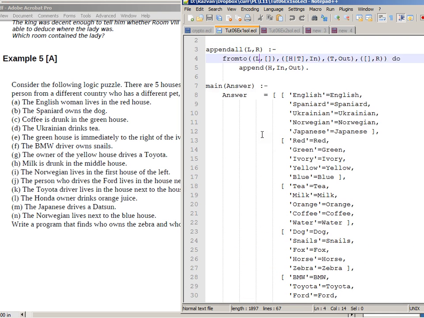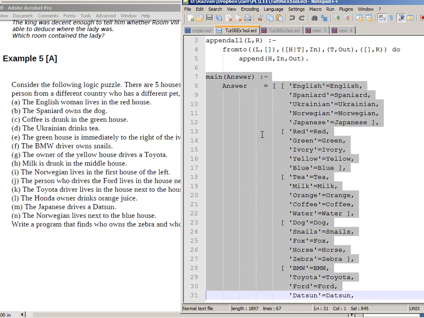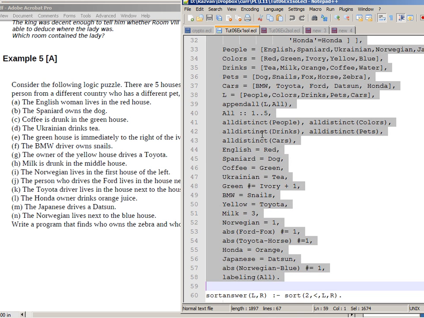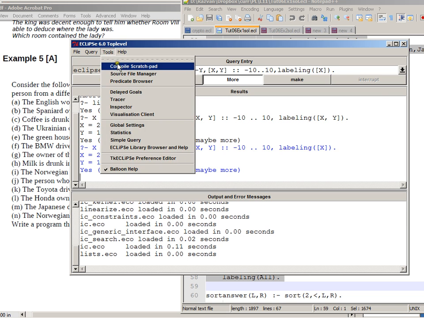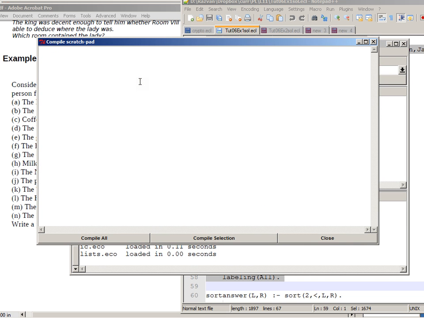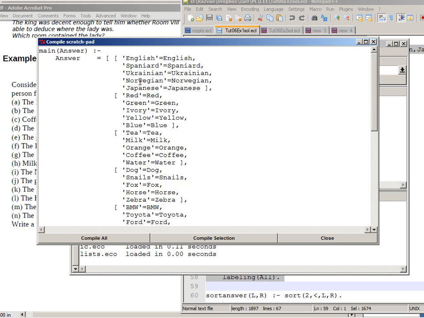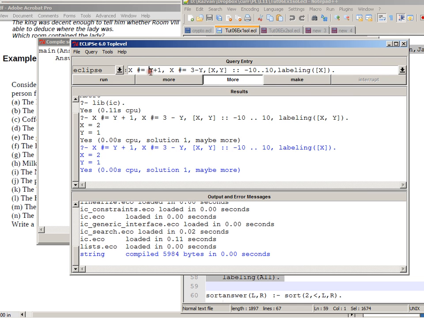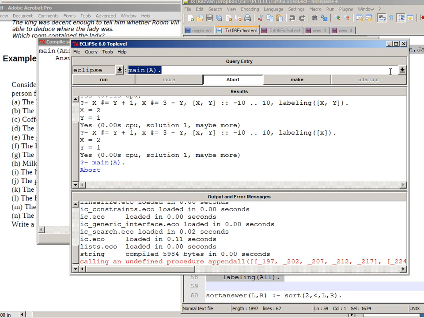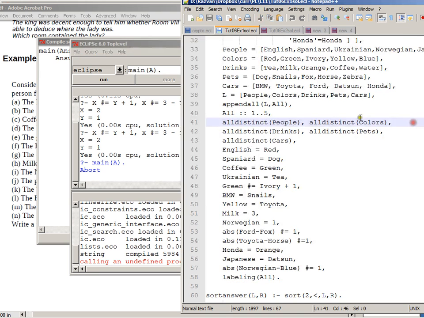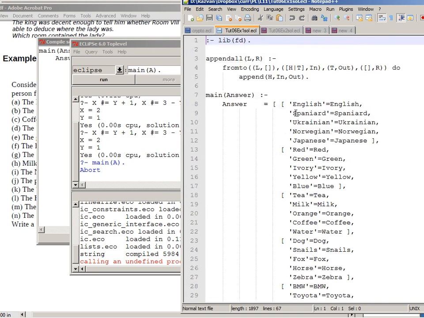I'm going to cut and paste it in. I could read the file in, but it's just easier this way. This thing has a compile scratch pad, which doesn't save the file, so you always have to copy and paste. And we can compile all. And now I say main of answer, and I'm going to get, the append all is not predefined.